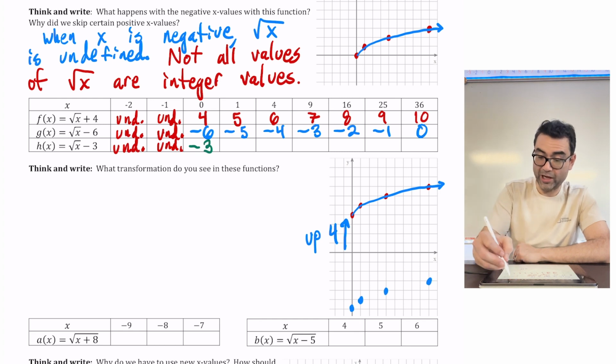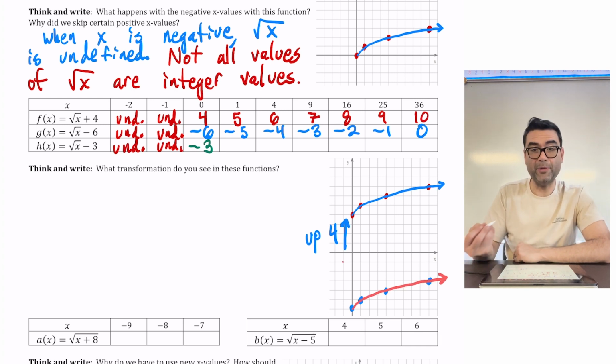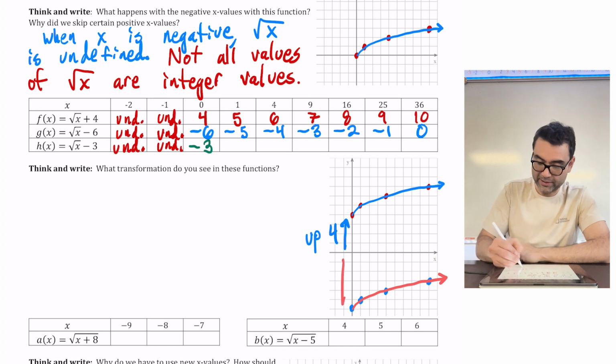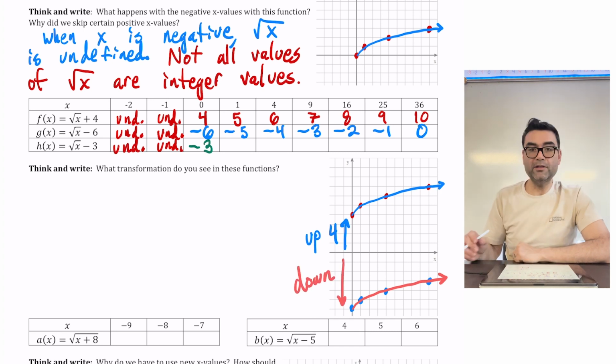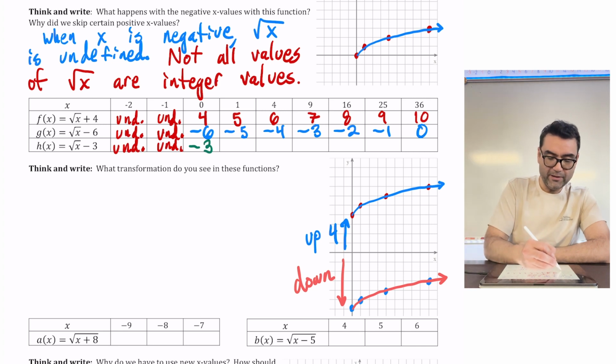So it has the same shape, but this one got shifted downwards. So as you can see, because it was the parent function minus 6, this moves down 6. So I'll leave it for you to go ahead and look at and finish the table for h of x and graph it. So what transformations do you see in these functions?